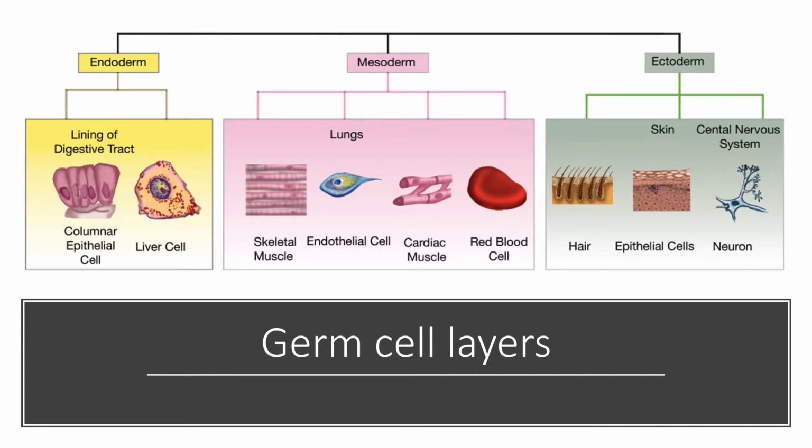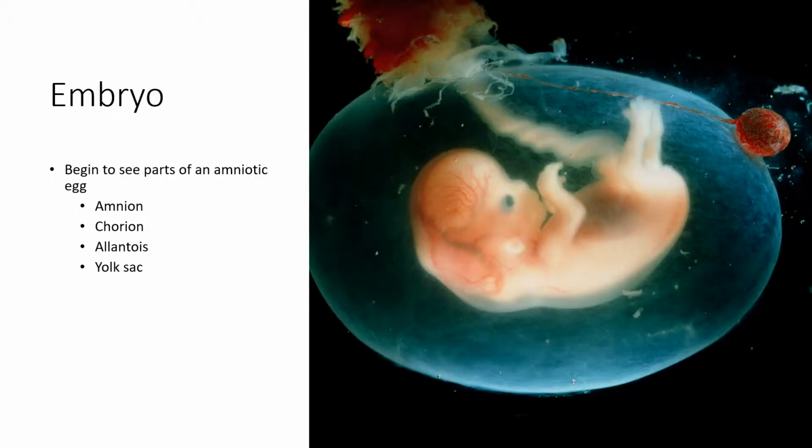So this is just going into the fates of the different germ cell layers. Your endoderm eventually becomes the lining of your digestive tract. It's also found in your liver. Mesoderm you can find in your lungs. It gets differentiated into your skeletal muscle, cardiac muscle, red blood cells. Ectoderm forms most of your outer body structures, such as hair and your skin cells, as well as your nervous system and your face. So those are the fates of your germ cells.